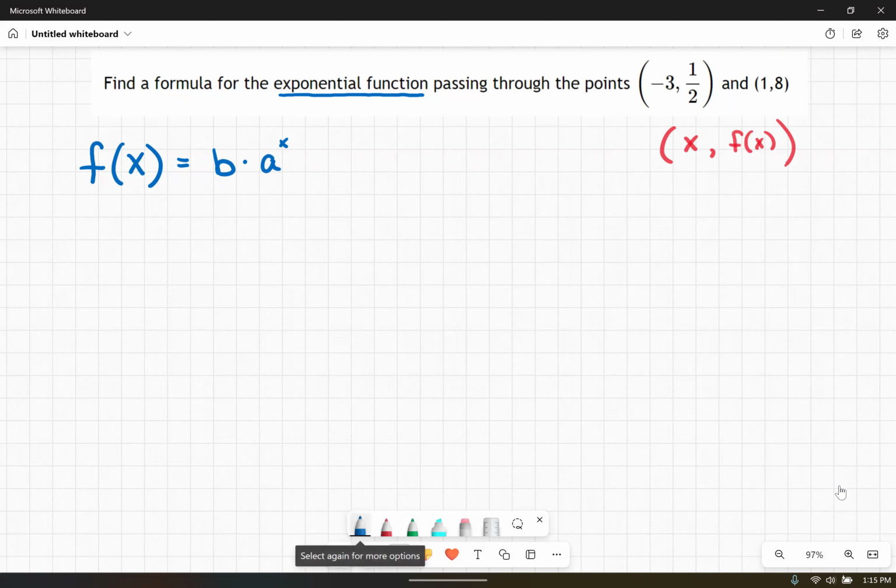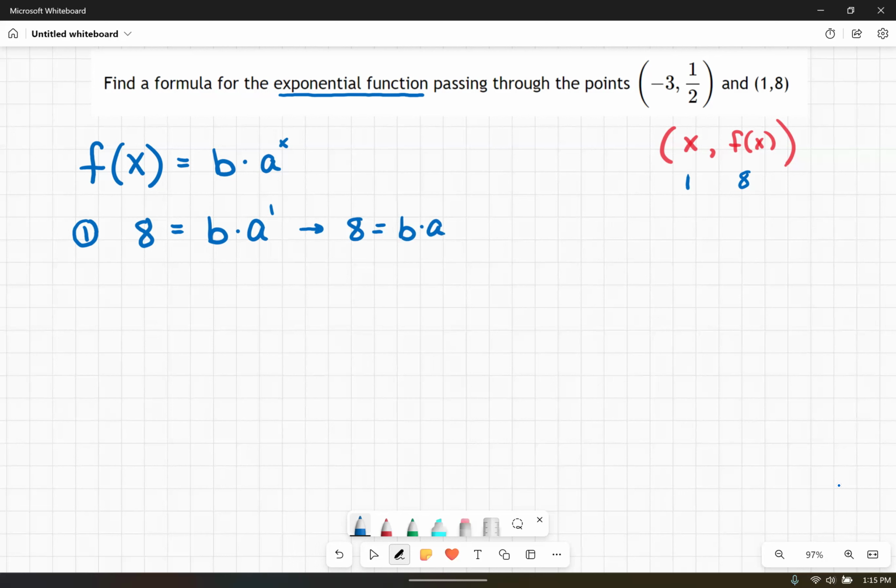So first piece of information, let's label this point number 1. When the x value is 1, the f of x value, the function value, is 8. So we could replace f of x with 8: 8 equals b times a to the power of 1. Now, anything to the first power is equal to itself, so we could say 8 is equal to b times a. By itself, that doesn't help us finish the problem, but that's one step in the direction of our answer.